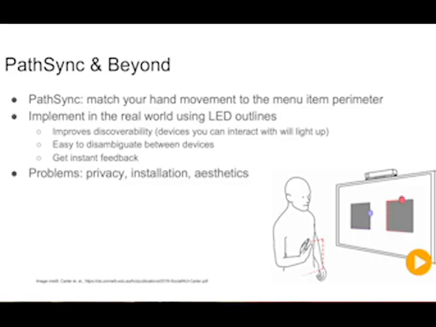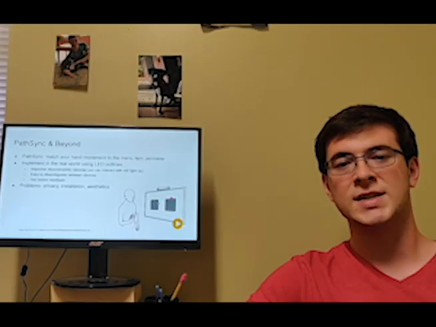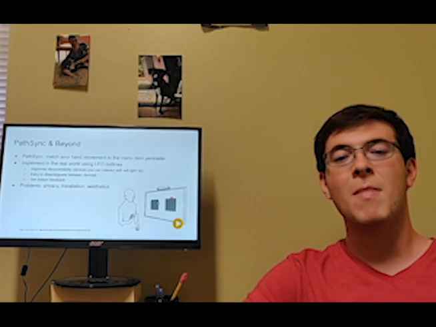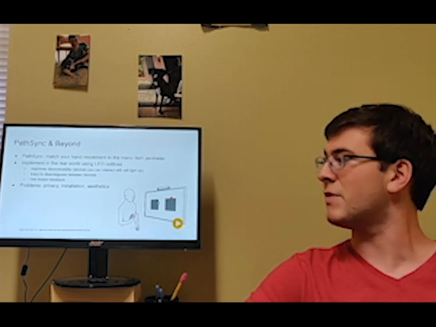This is great because it improves your discoverability a little bit, right? Now the things that you can interact with literally light up in the real world so that it's super easy to see your options. It's easy to disambiguate between devices so that that hand-raising gesture can now be matched to the device it was intended for.